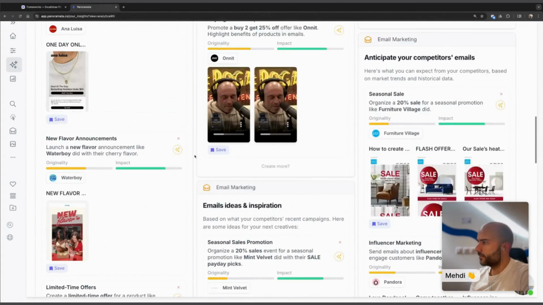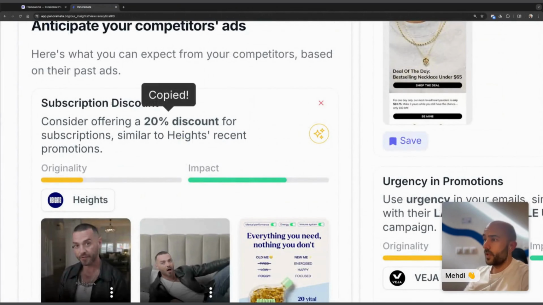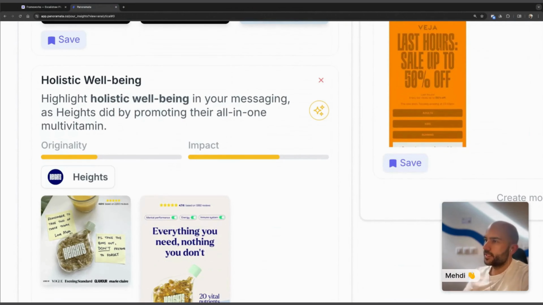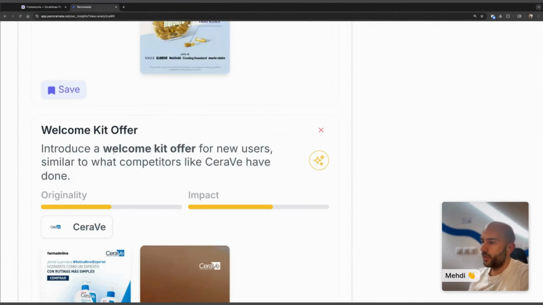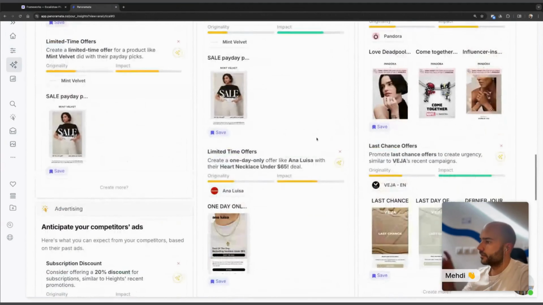Recently, where's the anticipated ads? Here we go. Oh, and it worked because it's indeed the case. But here, for instance, we're looking at the patterns of the companies that you're following for the recent years and anticipating what they might be up to in the next few weeks as well for the ads and for the emails. That's the first thing.